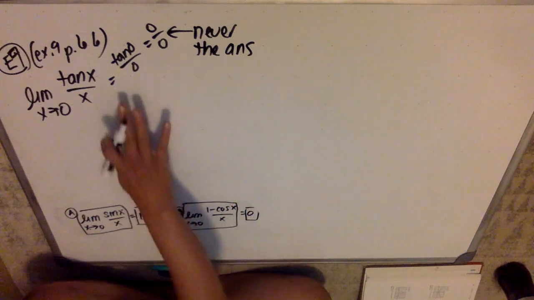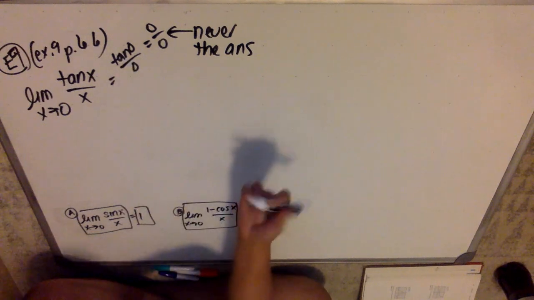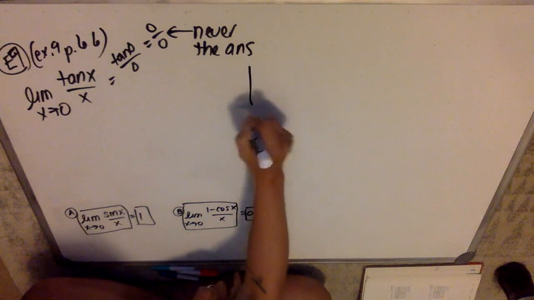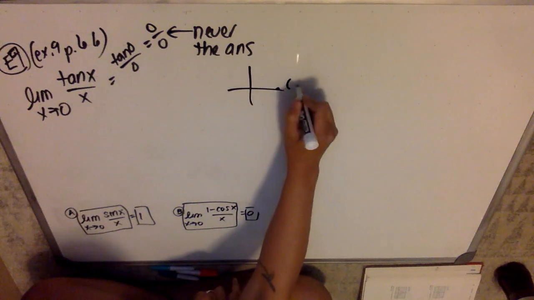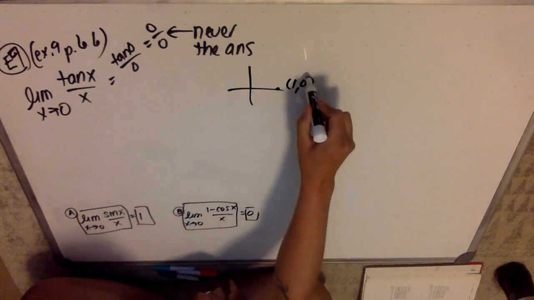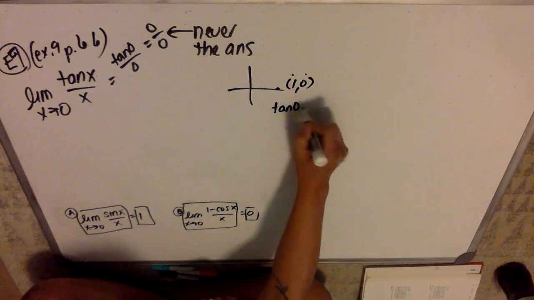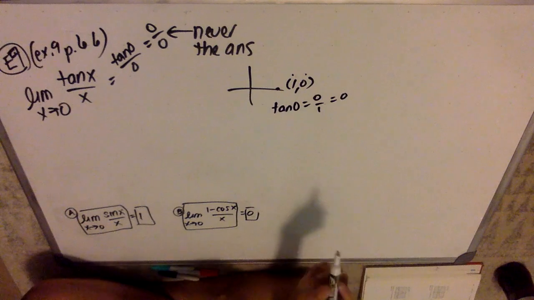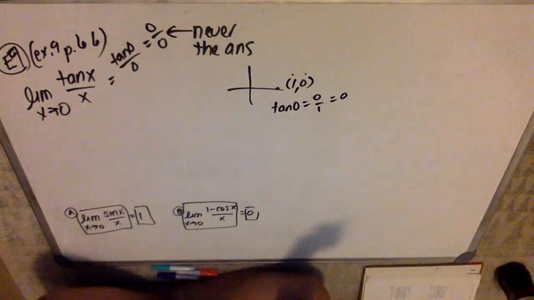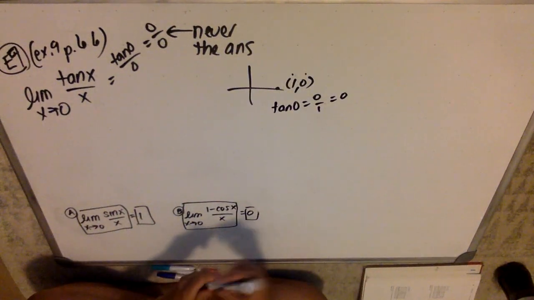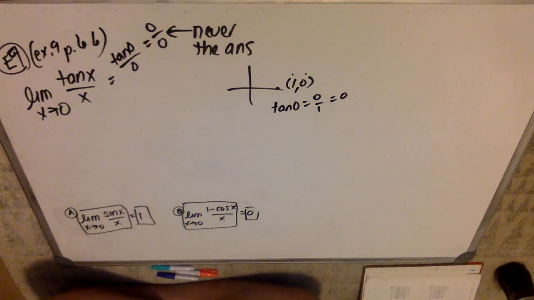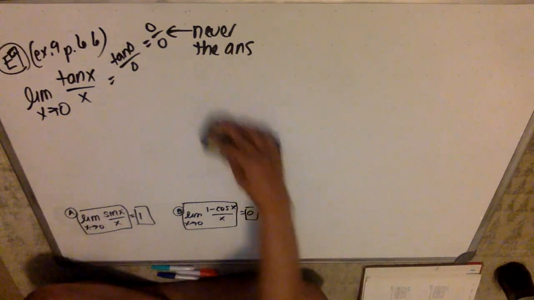As a side note, if you were having trouble with where I got tangent of 0 in my head, you want to get pretty comfortable with the unit circle, right? So tangent is the y on top of the x at the unit circle, right? So the tangent of 0 would be 0 over 1, which is how I got that the tangent of 0 is 0. You do want to be familiar with the unit circle. It is going to come up regularly. So anyway, I get 0 over 0, which is never the answer.